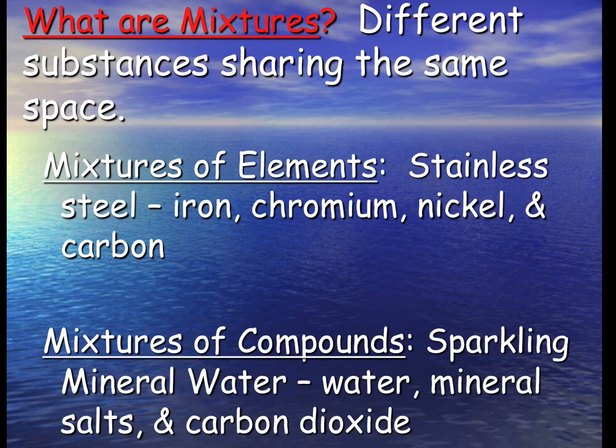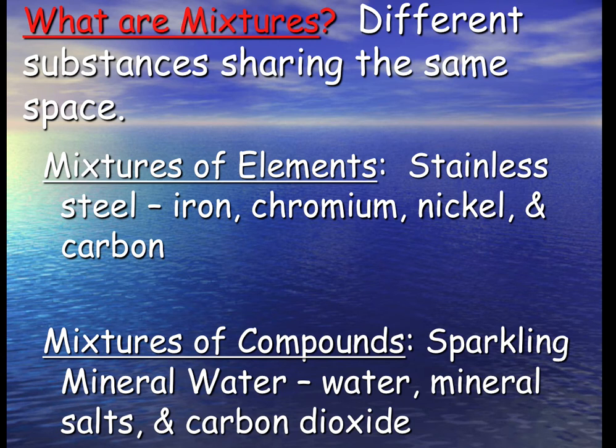Now, mixtures are different than compounds. Compounds are chemically combined. Mixtures are different substances that share the same space. They are physically combined. You can separate them, sort them, and do different things to get them apart. Whereas a compound, you can't just pluck atoms from each other and say that you're sorting those. It doesn't work that way. You have to undergo a chemical reaction to do that.